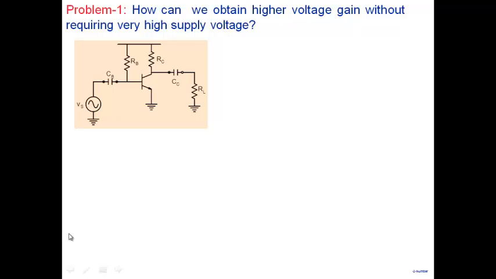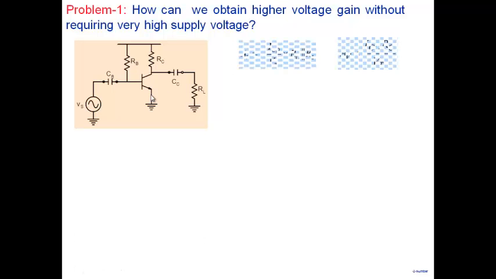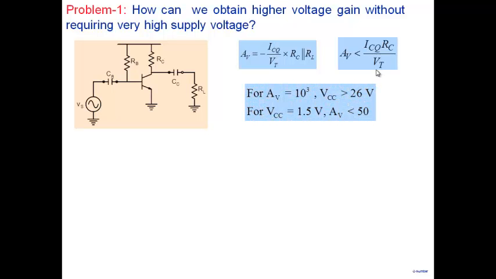Okay, so this is our circuit. Whether I add an emitter resistance or not, all of them have the same problem. So we know that AV is ICQ by VT times RC parallel RL. And we know that the magnitude of AV will always be less than ICQ RC by VT. All right, so that we know. As an example, if I require a gain of 1000, I will require VCC larger than 26 volts. A large gain, that's what I'm trying to tell you.